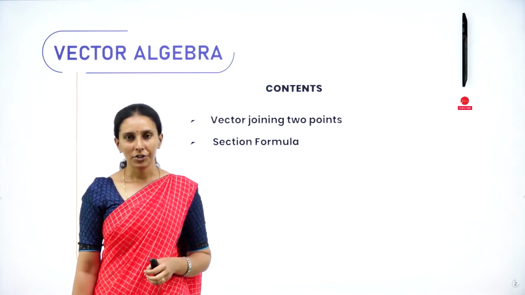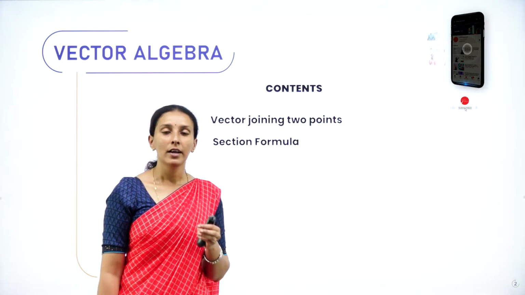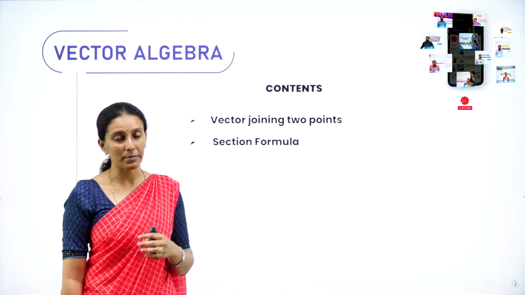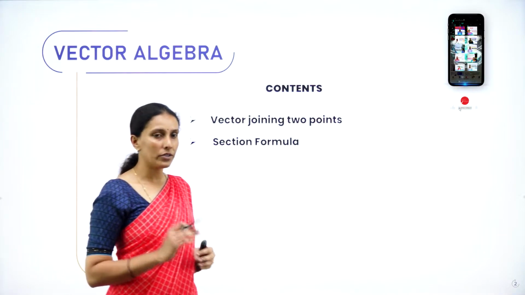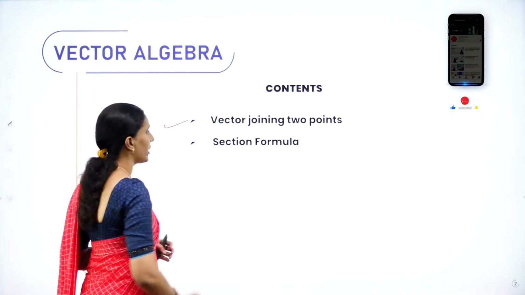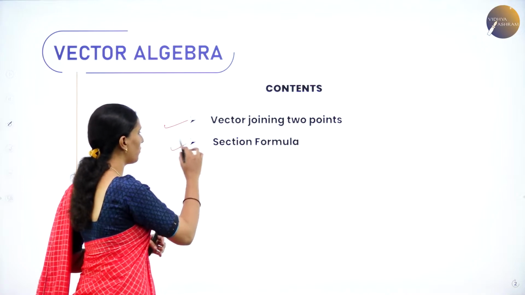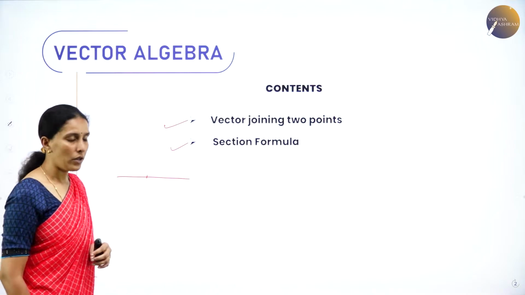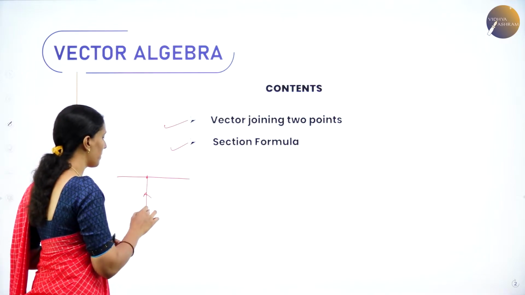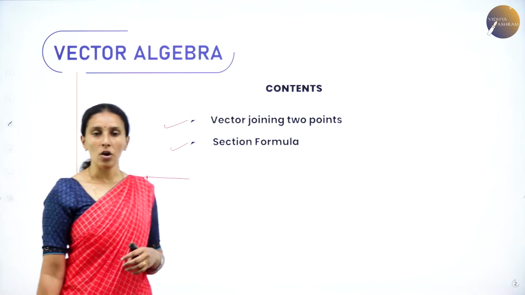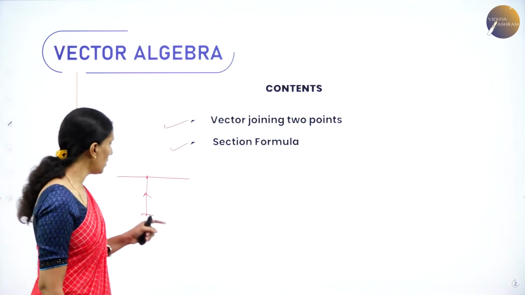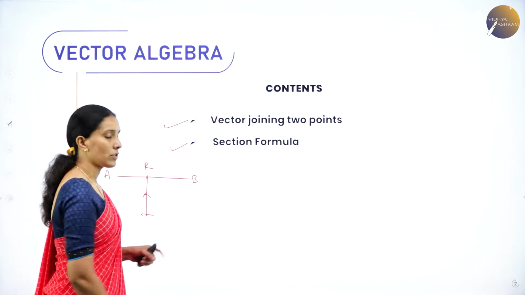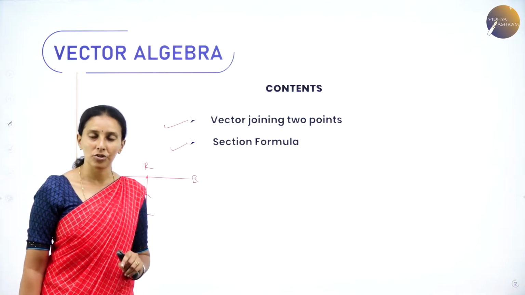So in our previous sessions, we have learnt vector and the types of vector, also the position vector of any point with respect to the origin. Here we are going to study about the vector joining 2 points and the section formula, that is, when a line is divided by a certain point, what is the position vector of this point with respect to the origin. So we need to find out the position vector of point R which divides line AB. This is called the section formula.